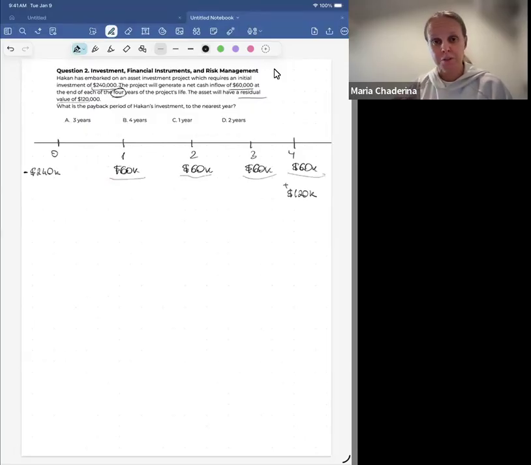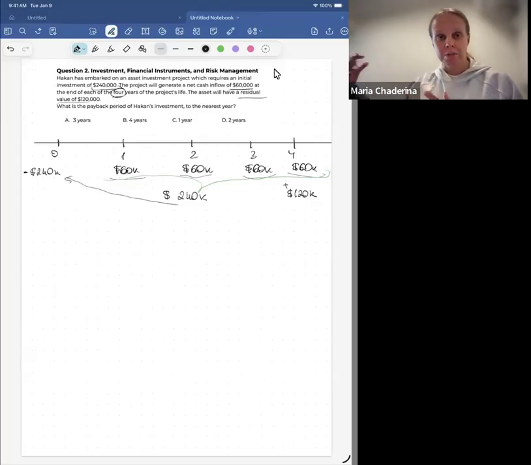So in this version of the problem, it's relatively easy to calculate the payback period. What we notice is that if we sum up all these 4 cash flows, we get 240,000, which exactly matches our investment, and therefore 4 years is the minimum number of years over which the accumulated cash flows cover our investment.